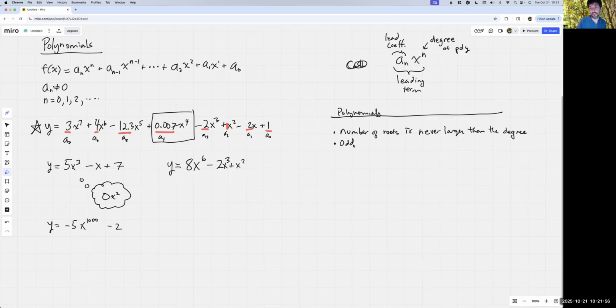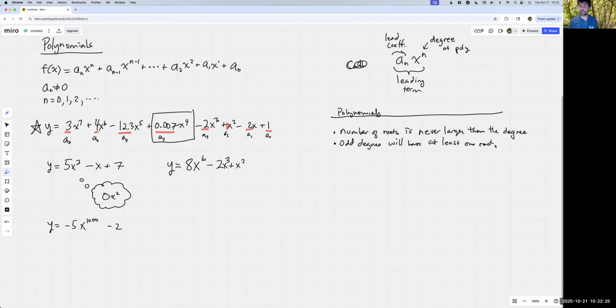Odd degree will have at least 1 root, right? And the simplest way to see that is that, well, we know that as x gets larger, it's going to be spitting out larger and larger positive values, and when x is really, really negative, it's going to be spitting out larger and larger negative values.